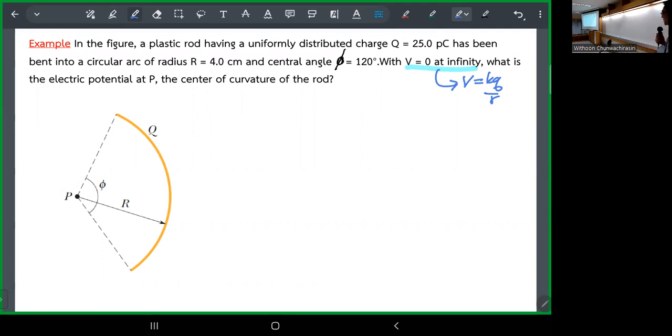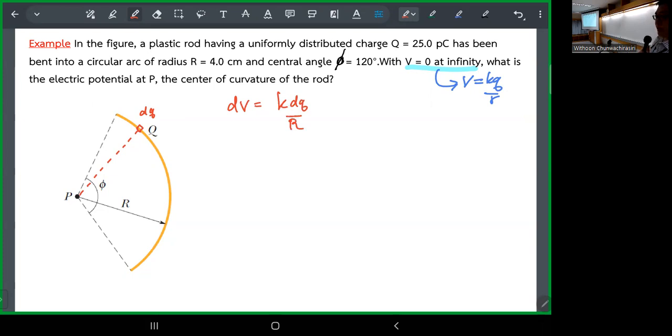All right, guys, slowly think about this first. How are you going to proceed? This is not bad. So you follow the same method that you did before. I'm going to slice this into a tiny piece. This is a dq. The distance from the dq to the point P is radius R, so no problem. That would generate a tiny potential dV equal to k dq over capital R. You guys with me here?